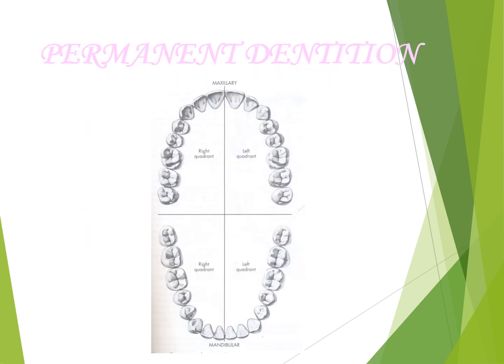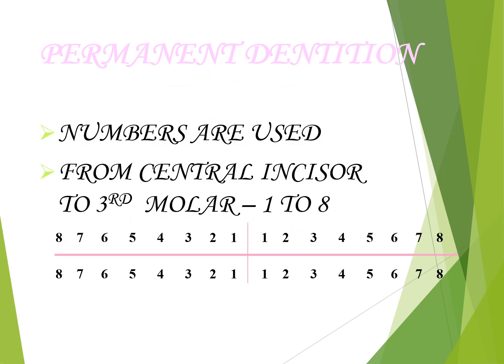For permanent dentition also we follow the same pattern of dividing the maxilla and mandible into quadrants, but here the difference is that we are going to use numbers rather than alphabets for denoting the individual teeth. So here we are going to use the numbers from 1 to 8. Always remember, in the Zsigmondy-Palmer system the numbering starts from the central incisor and proceeds distally towards the third molars. The same is true for all four quadrants, the same rule applies.